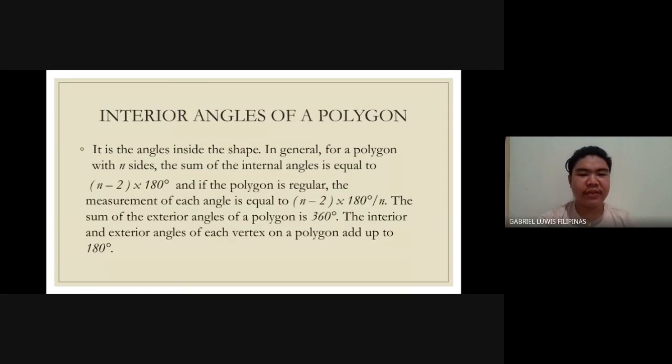Interior angles of a polygon. It is the angle inside a shape. In general, for a polygon with n sides, the sum of the internal angles is equal to (n minus 2) times 180 degrees. And if the polygon is regular, the measurement of each angle is equal to (n minus 2) times 180 degrees over n. The sum of the exterior angles of a polygon is 360 degrees. The interior and exterior angle at each vertex of a polygon add up to 180 degrees.